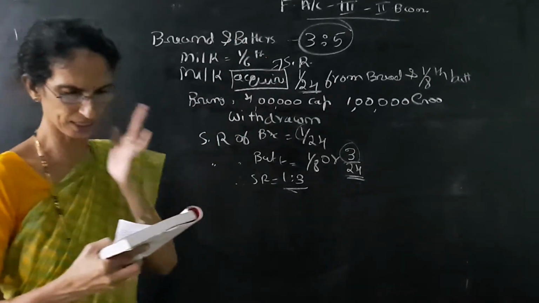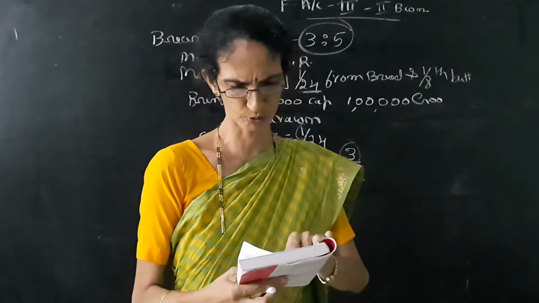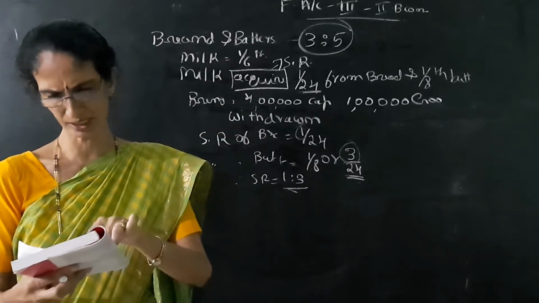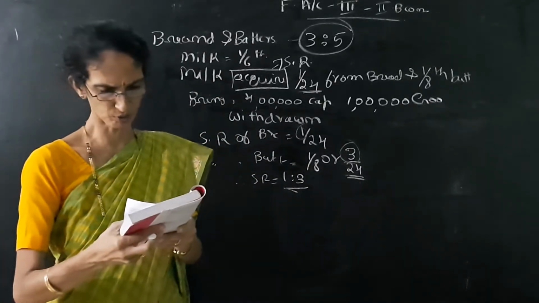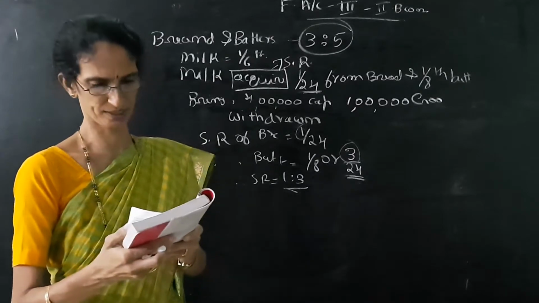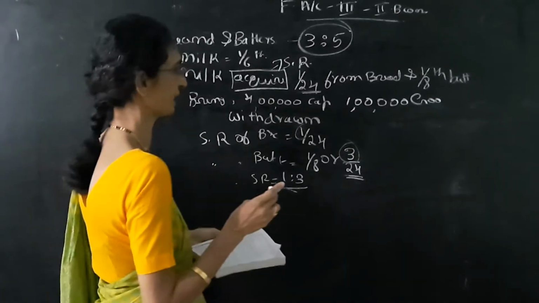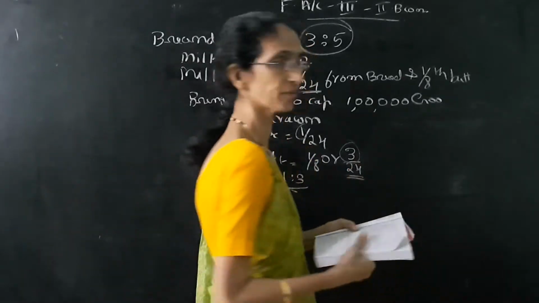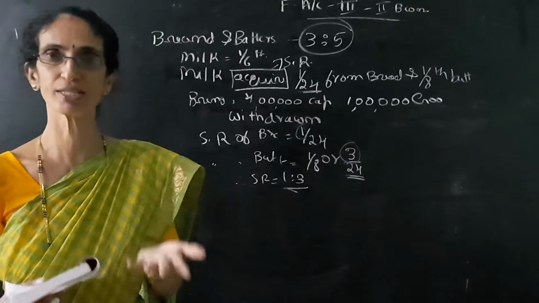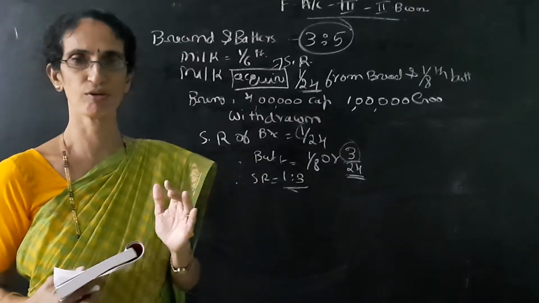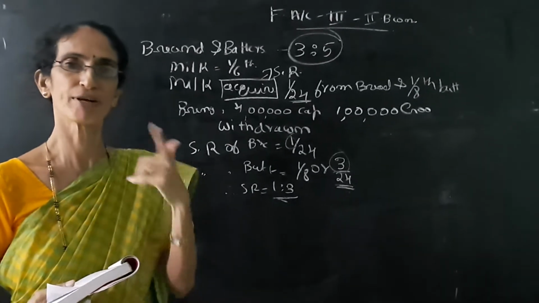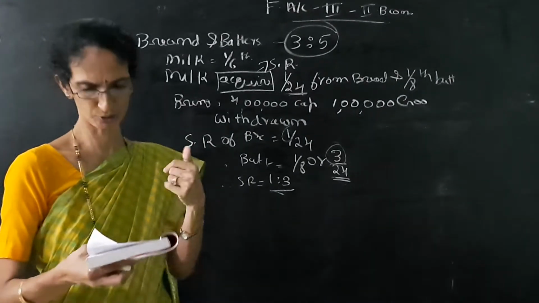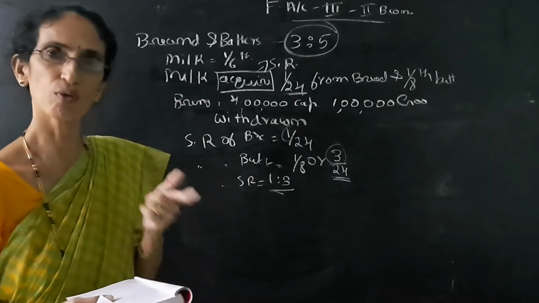So it is given clearly that he brought 4 lakh as capital and 1 lakh as goodwill. The goodwill amount is withdrawn by the old partners. So we have to pass the first journal entry relating to the bringing of capital and goodwill. Remember always, if the goodwill is withdrawn, first we have to give credit to the new partner, then we have to distribute it to the old partners.